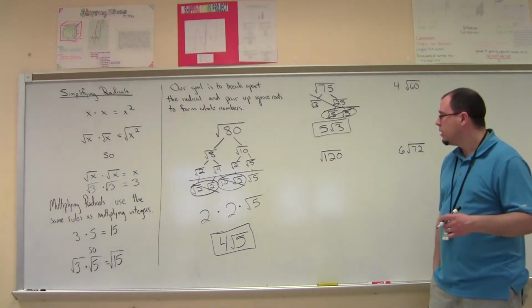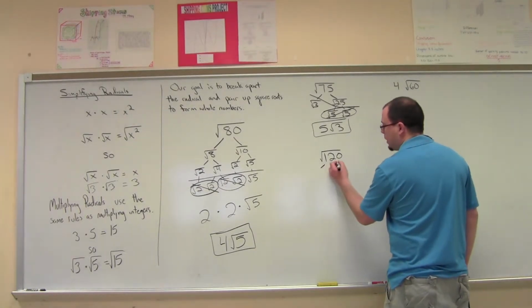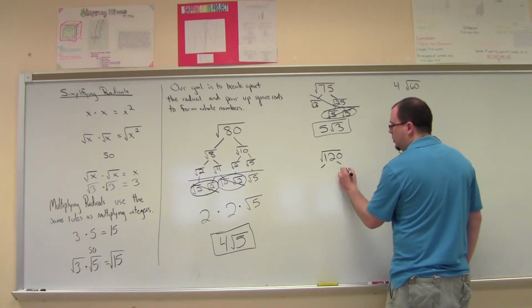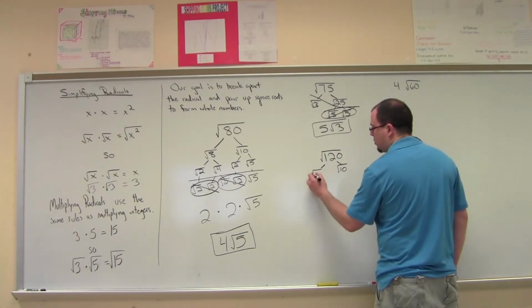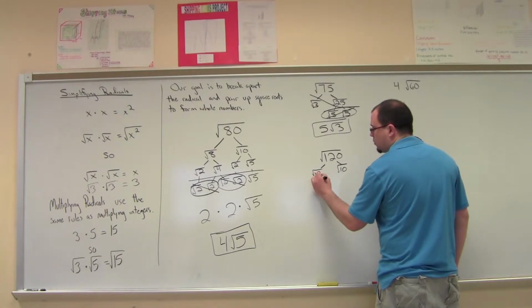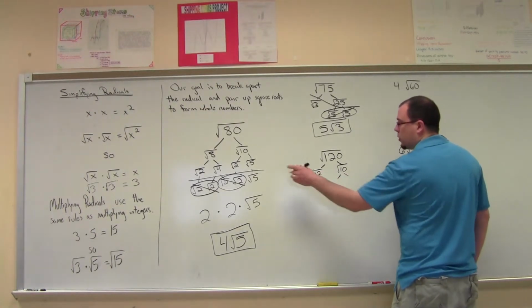And that's all. So the next problem, square root of 120. Whenever it ends in 0, I like to pull out a 10. That's just me. You can use whatever number you want, though. So we're going to have 12 times 10. 10, of course, we broke down earlier.